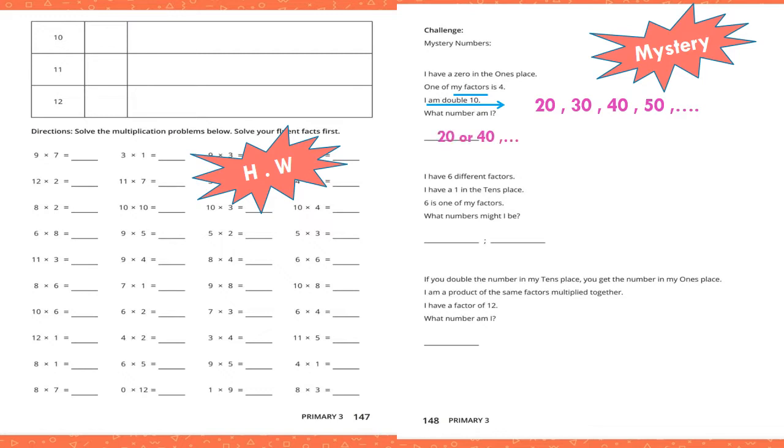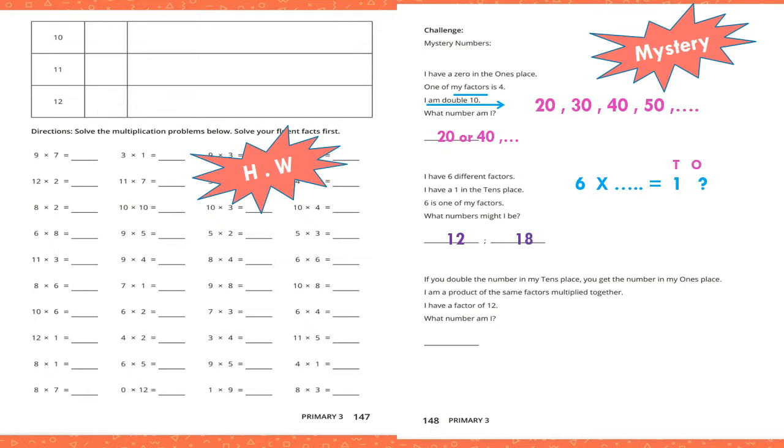The next one, I have 6 different factors. I have a 1 in the tens place. 6 is one of my factors. So what are the multiples of 6 that have 1 in their tens place? 12 and 18.